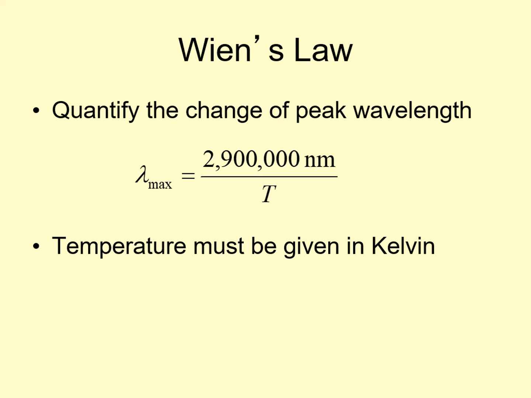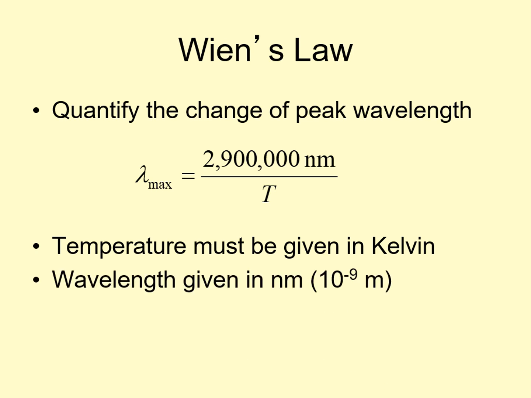Technically, the unit should probably be written out as nanometers Kelvin, but for historical reasons, we usually leave the Kelvin out. This gives an answer in nanometers. Remember that a nanometer is a billionth of a meter. Visible light runs from 400 to 700 nanometers.